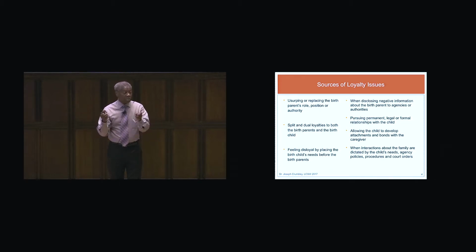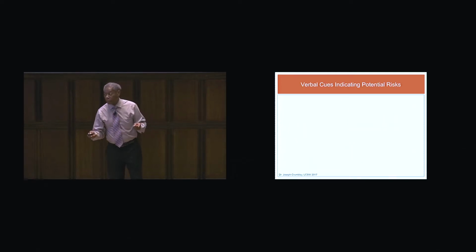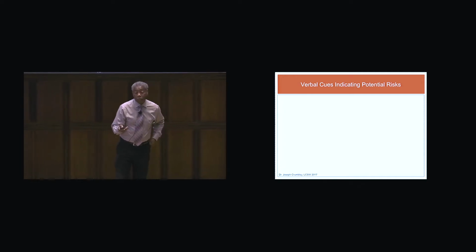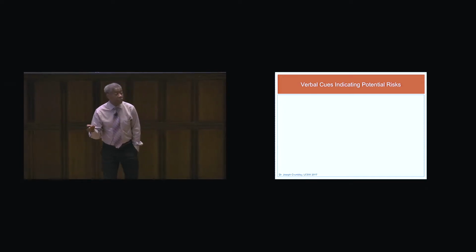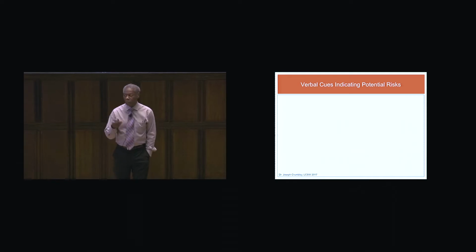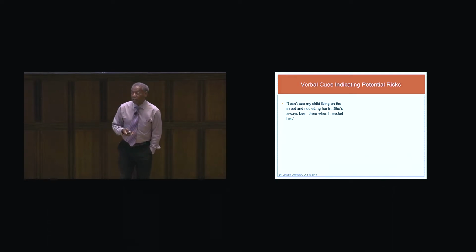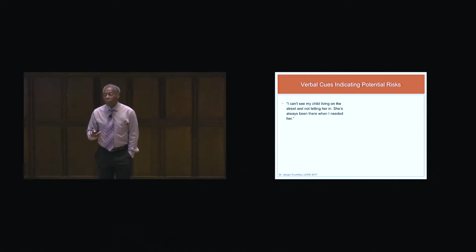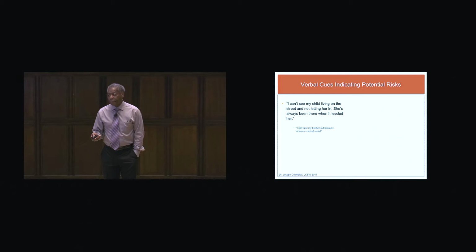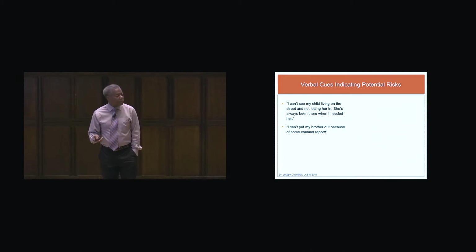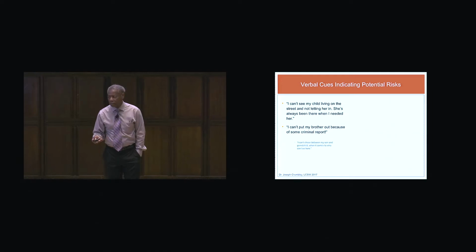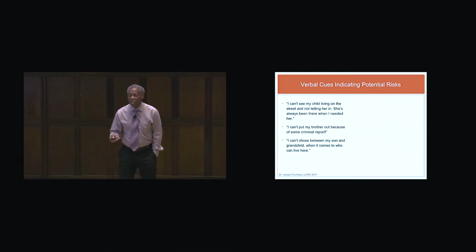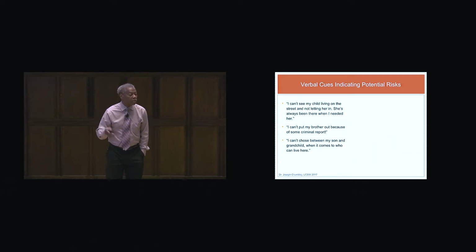So the disloyalty is not only with the birth parent, but the extended family can be affected by that as well. Your cues that let you know that relative caregivers are experiencing split loyalties, dual loyalties, or betrayal are cues like this. I can't see my child on the street. She's always been there when I needed her. I can't put my brother out because of some criminal check. This is his house as well as mine. I can't choose between my son and grandchild when it comes to who lives in this house.